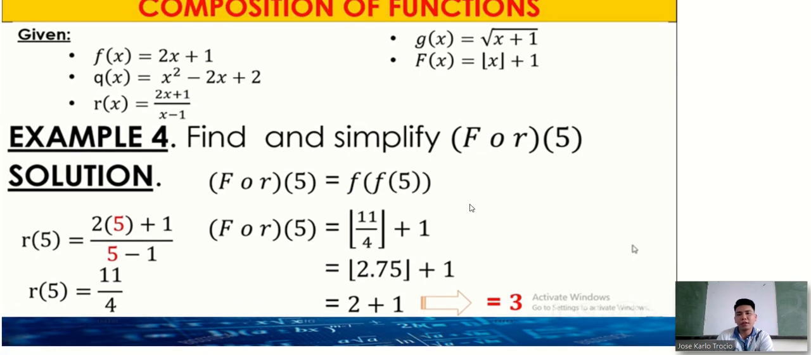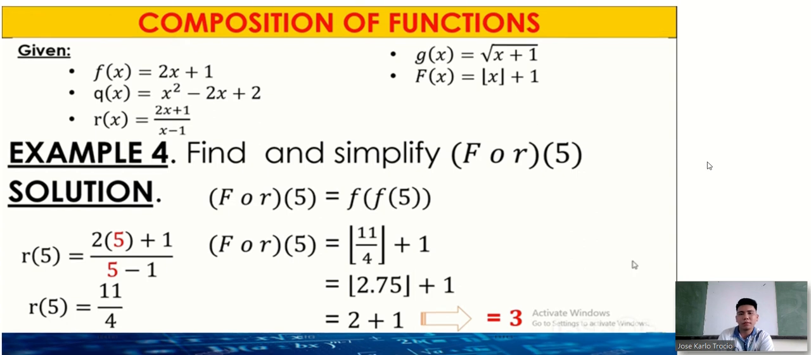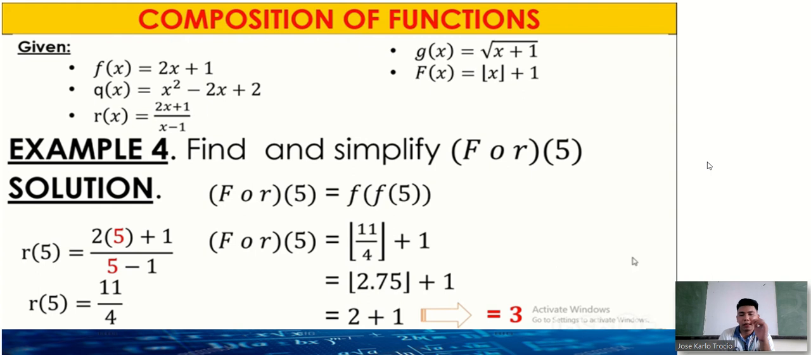So that's it for this discussion of the composition of functions. Kindly see the next video for how we are going to convert the perfect square to a trinomial. Thank you so much.